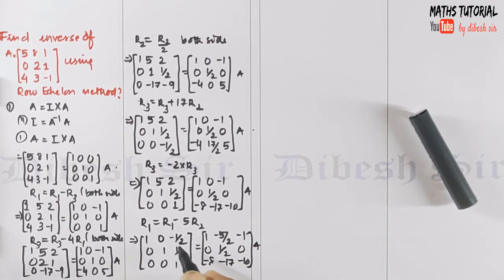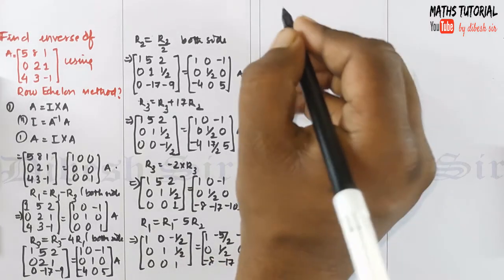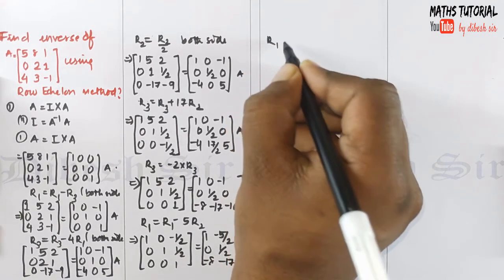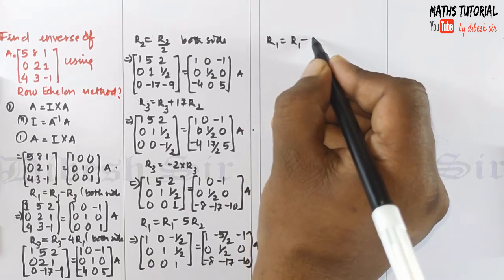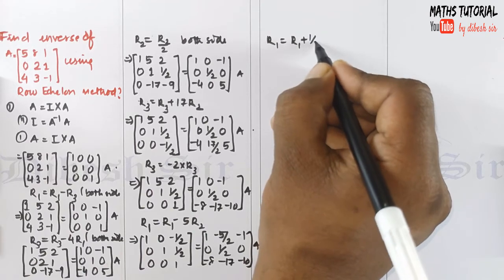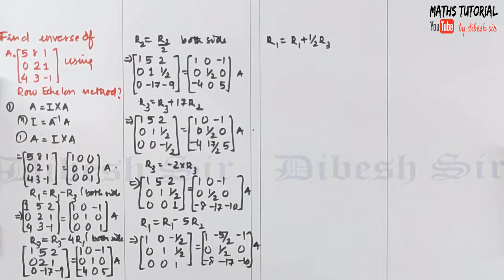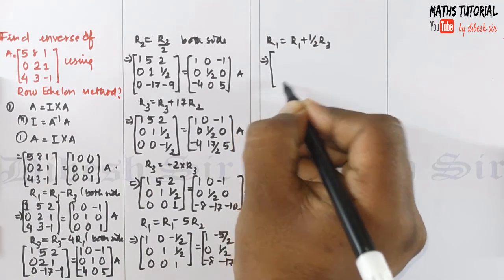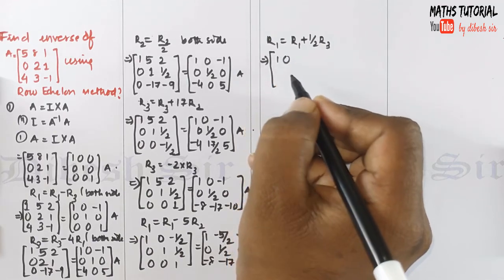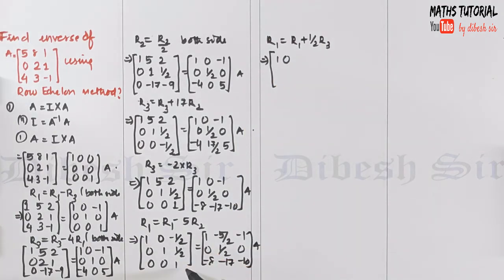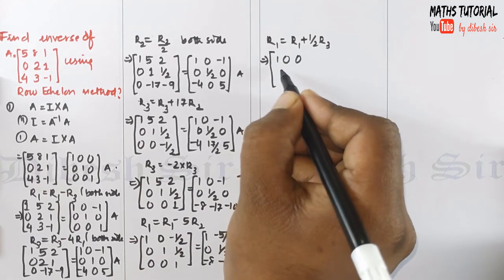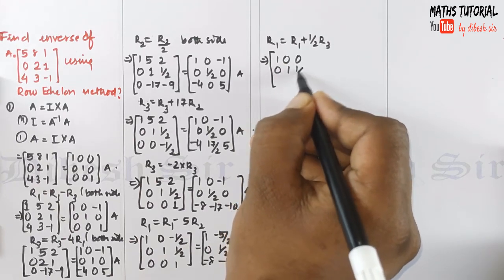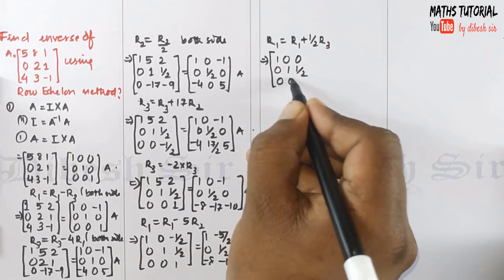Now to make this 0, you have to perform R1 is equal to R1 plus half times R3. Check it, you'll get 1, 0, minus half plus half times 1, that is plus half, minus half plus half cancel out, so you'll get 0, 0, 1, half, 0, 0, 1.